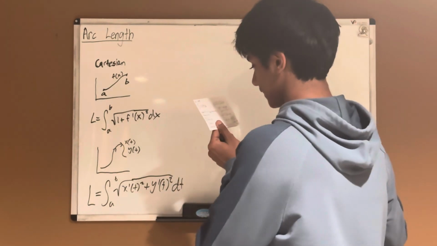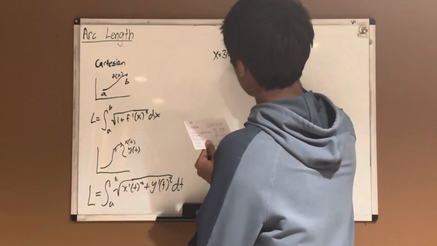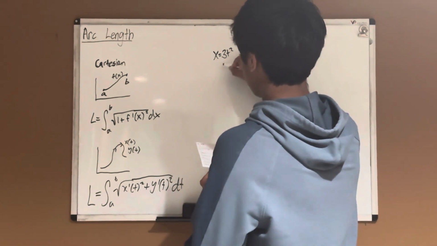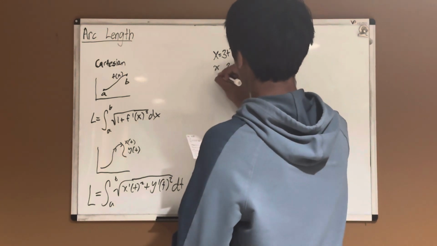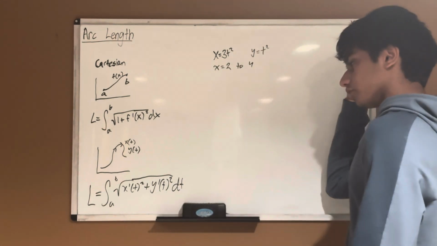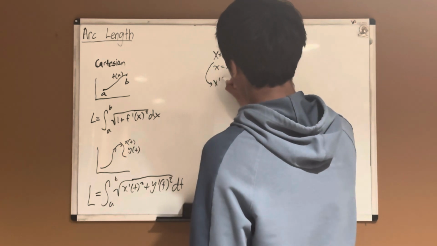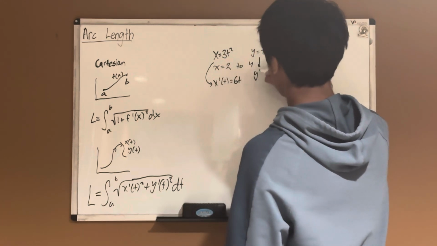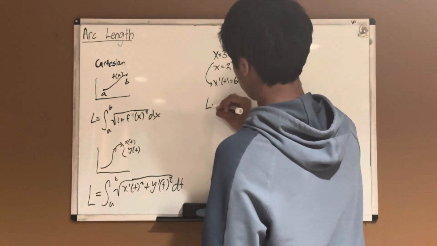Let's say we're given x equals 3t squared and y equals t squared, and we're asked to find the arc length from x equals 2 to x equals 4. In this case, we first want to find the derivatives. So x prime of t is equal to 6t, and y prime of t is equal to 2t. Now we plug it into the arc length formula.